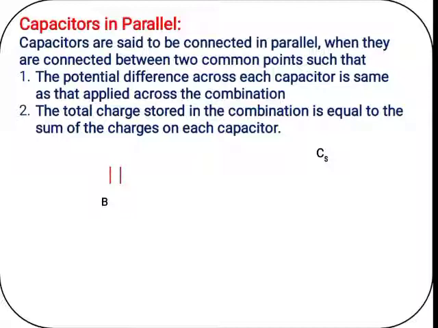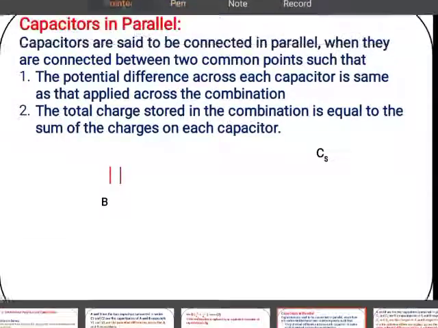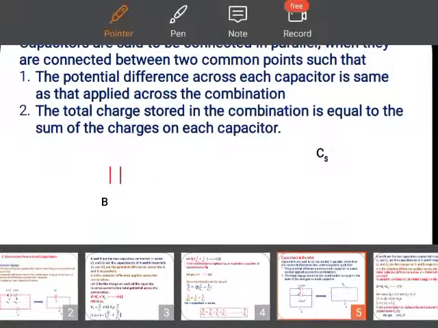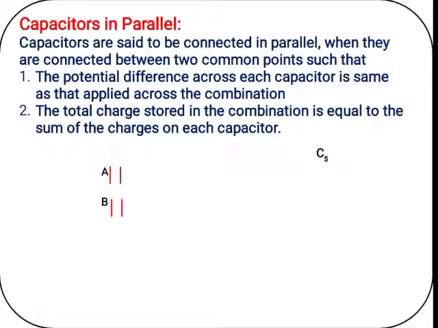Capacitors are said to be connected in parallel when they are connected between two common points such that, first, the potential difference across each capacitor is the same as that applied across the combination. The second one, the total charge stored in the combination is equal to the sum of the charges on each capacitor. Suppose we connect the capacitors in parallel, consider A is one capacitor, B is another capacitor.